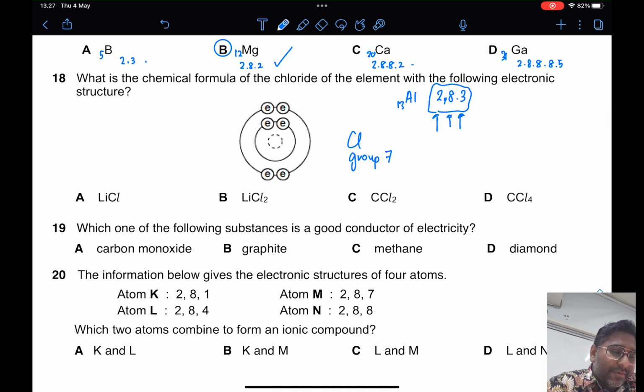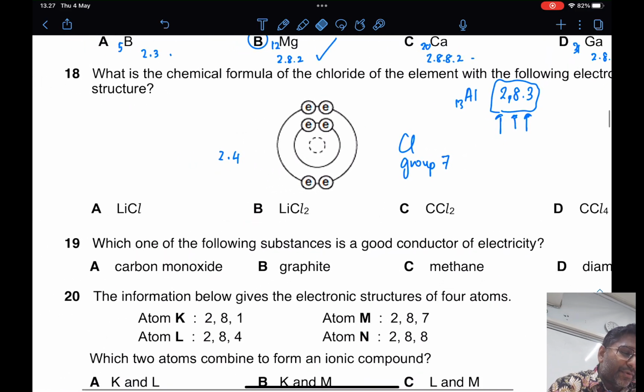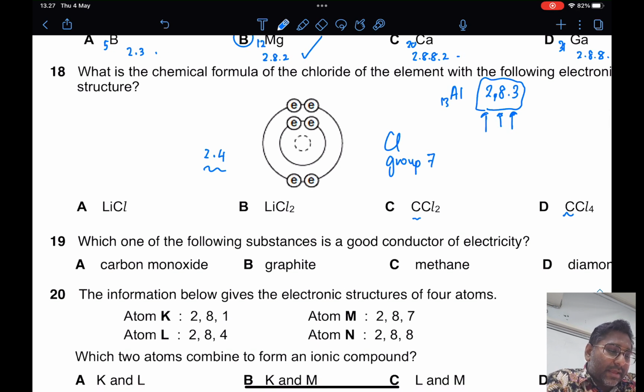So now, if you look at this element, what is the formula of this element? The electronic configuration is going to be 2, 4. So there are a total of 4 valence electrons. The total number of electrons is 6, so the proton number is 6. If you look at your periodic table, having a proton number of 6 is going to be carbon. Lithium is only 3. So carbon.